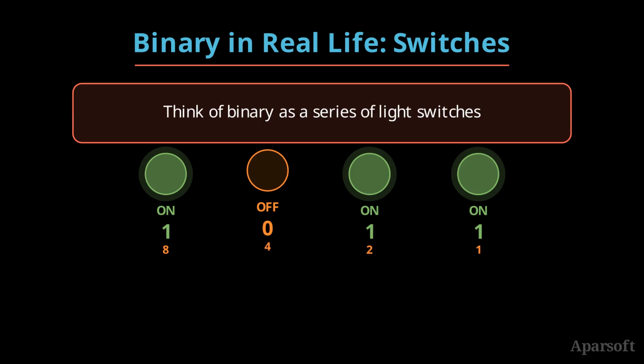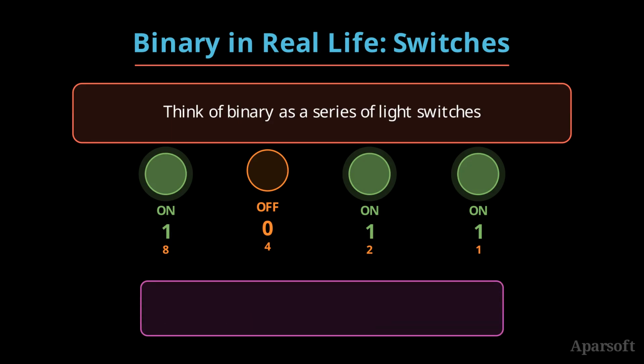Each switch also has a place value, 8, 4, 2, and 1. Now let's calculate. We take the place values where the switches are on. That's 8 plus 0 plus 2 plus 1. Adding them up, 8 plus 2 plus 1 equals 11. So binary 1011 represents decimal 11. Simple.